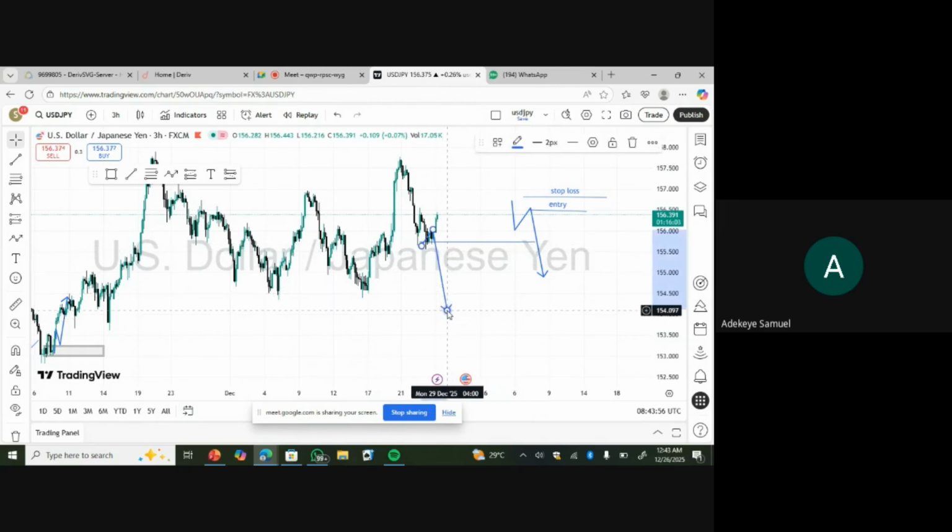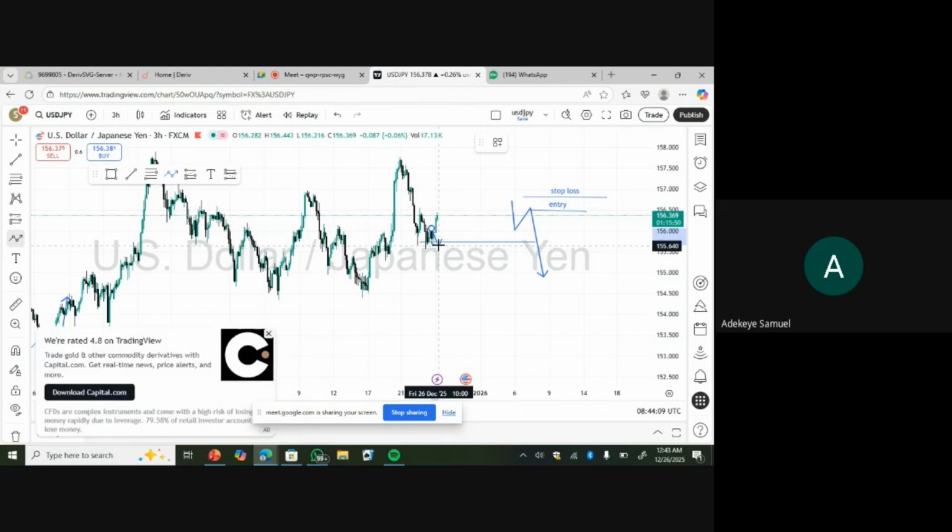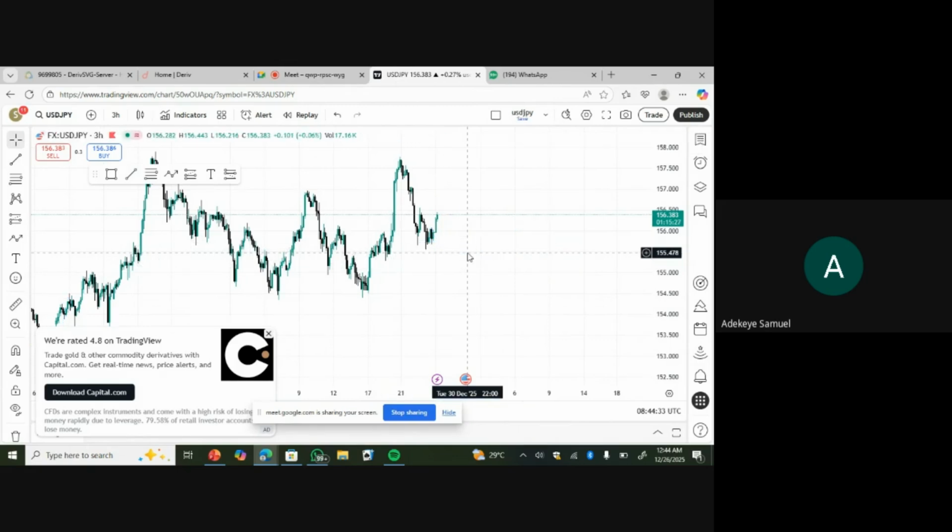Let me delete this here. So you are buying. This is your entry. Your stop loss will be what? Below. So here is your stop.